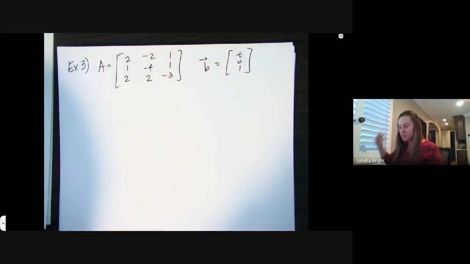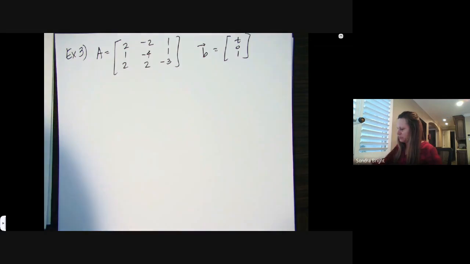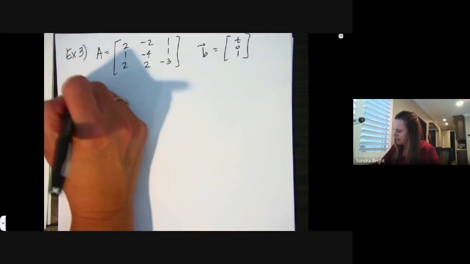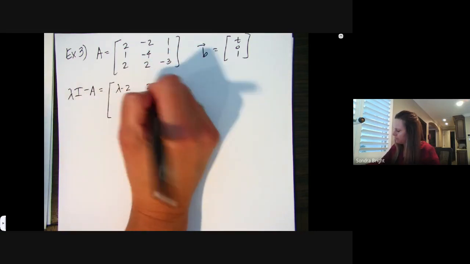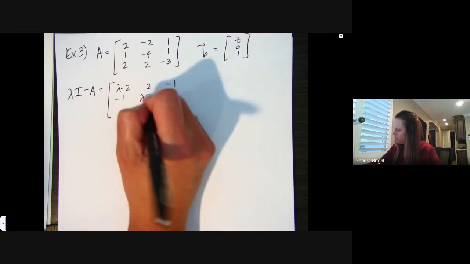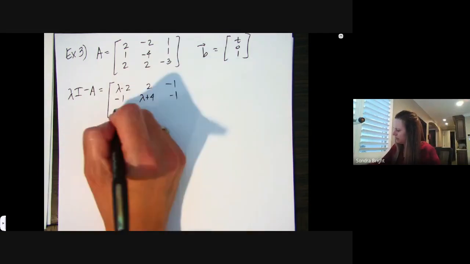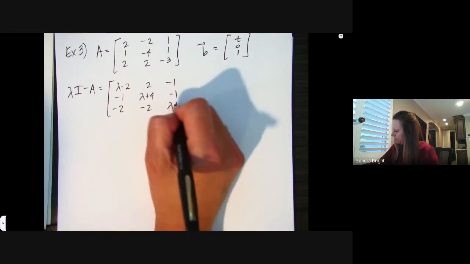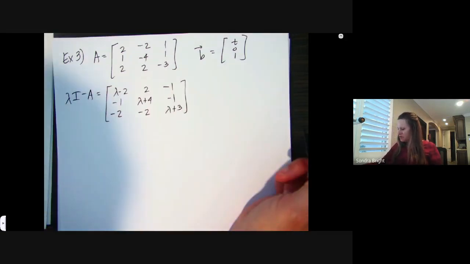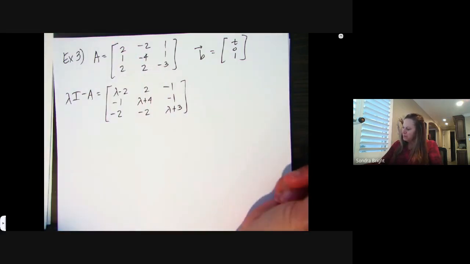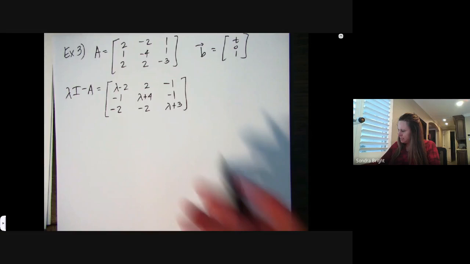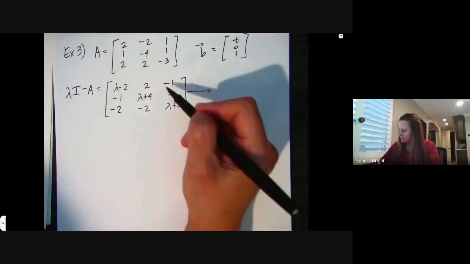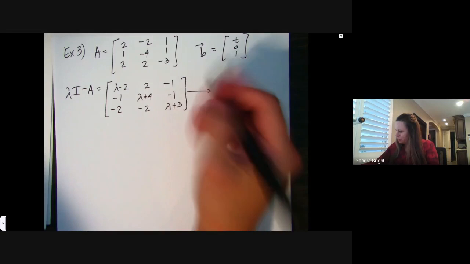Okay, so again, start off by finding the homogeneous solution. You'll do lambda I minus A and get lambda minus 2, positive 2, negative 1, negative 1, lambda plus 4, negative 1, negative 2, negative 2, lambda plus 3. All right. I have no zeros right now, so I would prefer to zero out something so that way I have less to multiply when I go to do this. And what I noticed is these two guys. Yeah. So I'm going to take negative row 2 and add it to row 1.